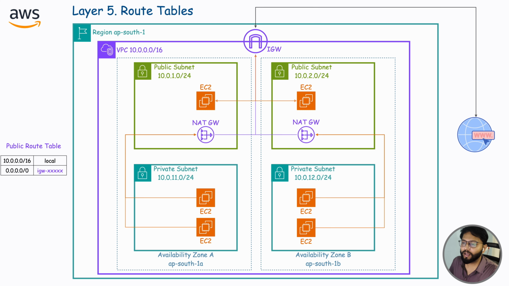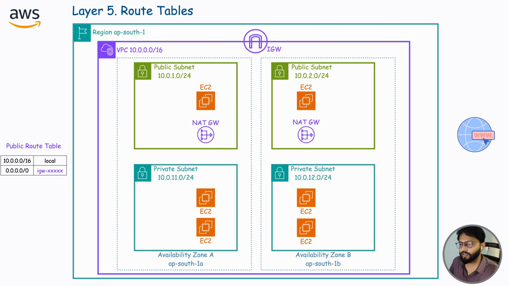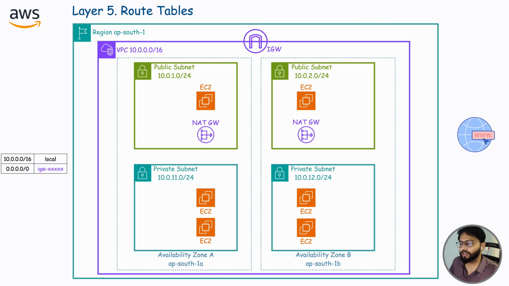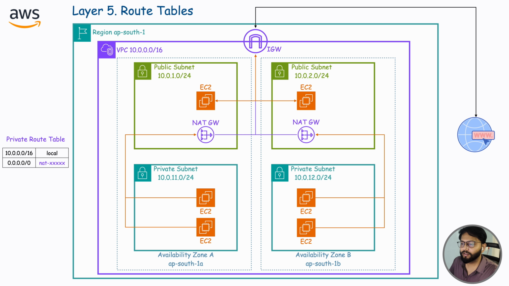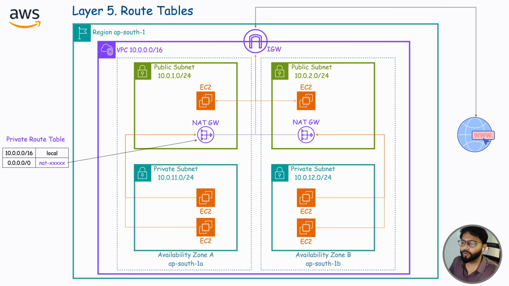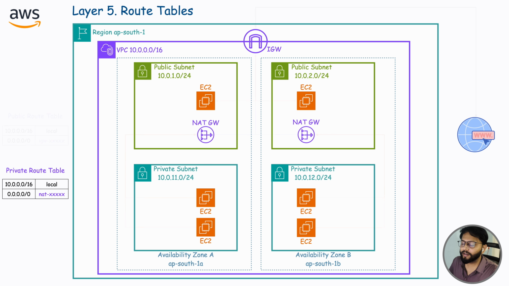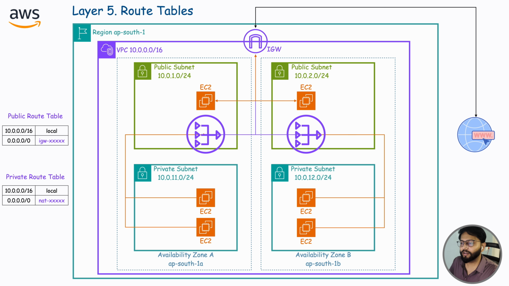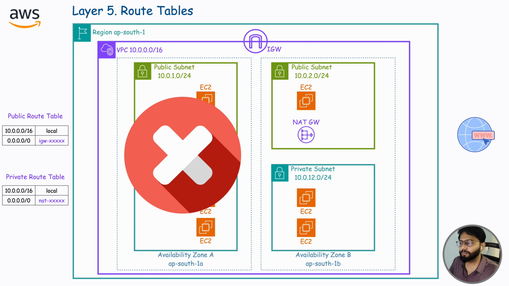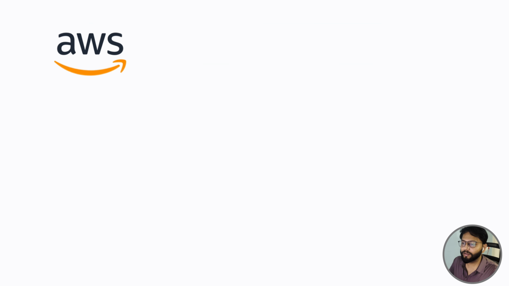The public route table will have 10.0.0.0/16 for the local traffic, and all the other traffic will go to the internet gateway. Private route tables will have the same thing, but instead of going to the internet gateway, it will go to the NAT gateway in the same AZ. We use separate NAT gateways per AZ. Why? So if one availability zone fails, the other availability zone's private resources still have internet access independently.